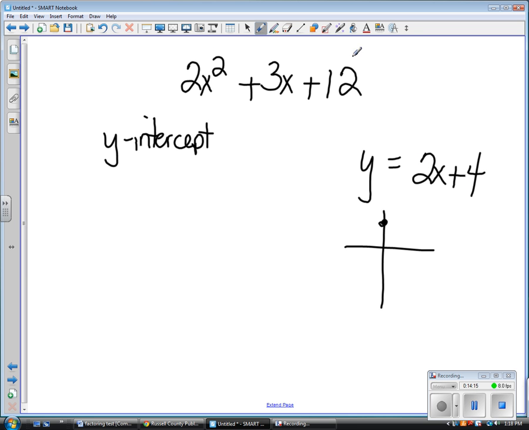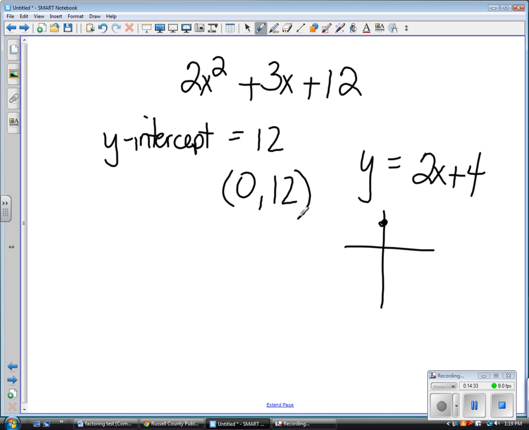So now let's go back. What's my y-intercept? 12. So my y-intercept as a point looks like 0, 12. So now let's think about the graph that I just did over there a minute ago. Does that make sense?